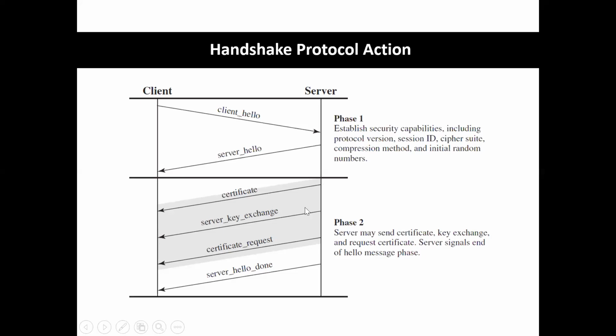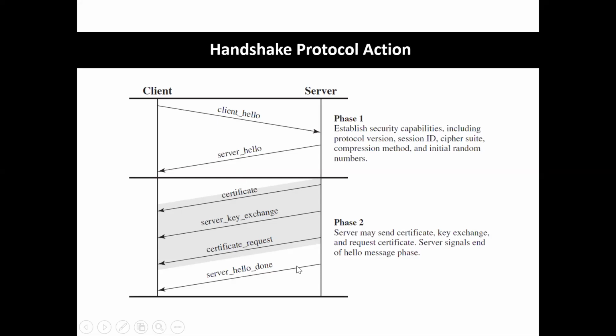Then there is server key exchange, and certificate request. Now the server is asking the client for its certificate, because the server is sending the certificate to the client, and in the next phase the client is going to send the certificate to the server. That's why it is asking for the certificate request from the client, because if the certificate is received from the client, then the server can think that this is an authorized client, right? Then server hello done, this is the end of the hello messages.